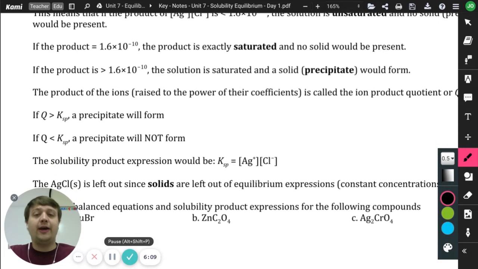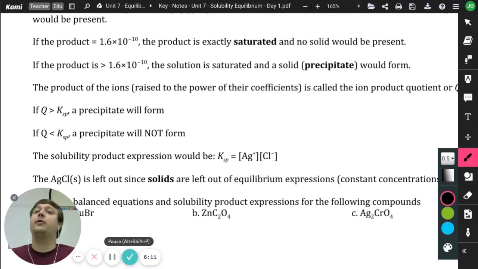And if your Q value is greater than your KSP, we know that the precipitate will form. Why? Because we've got a higher value than your KSP. If it's less than your K value, then you're not going to see that precipitate form. Again, why? Because you've got a lower value than your KSP. You've got a lower concentration, and so we wouldn't see that precipitate form. It would be an unsaturated solution.